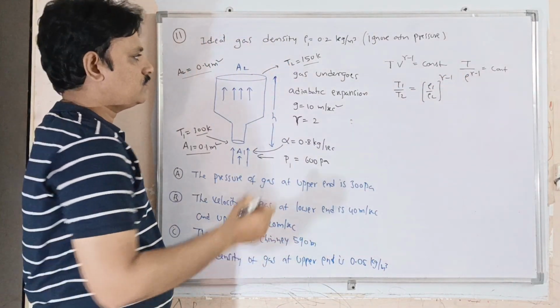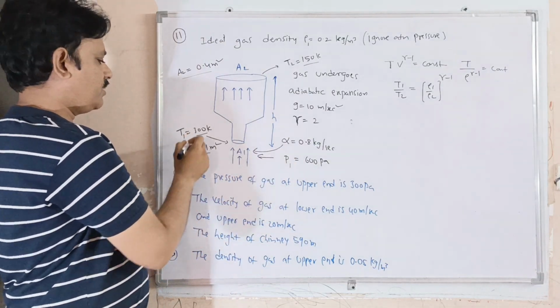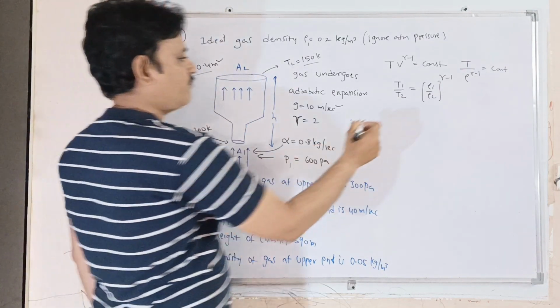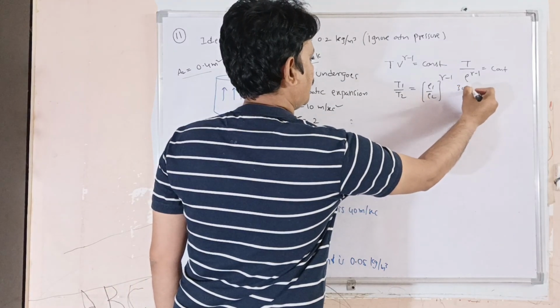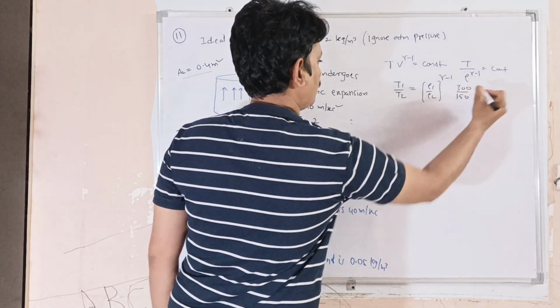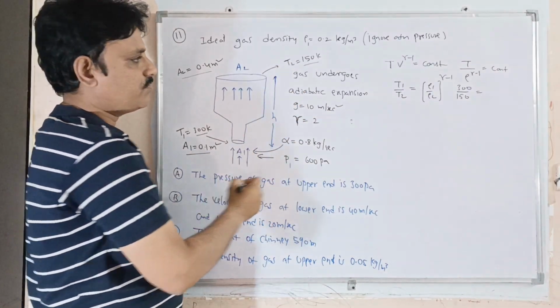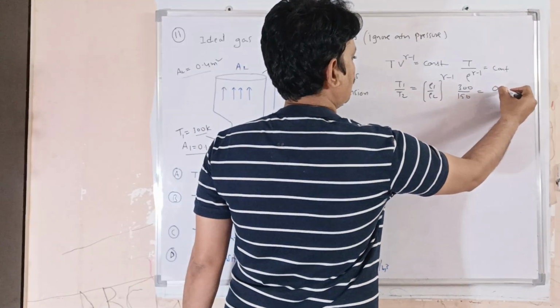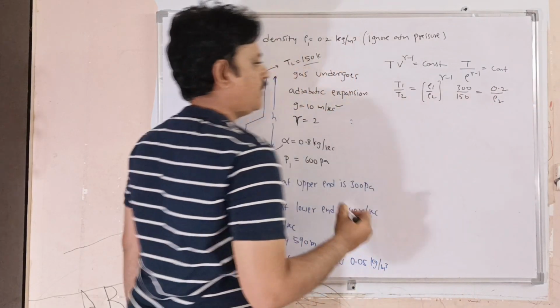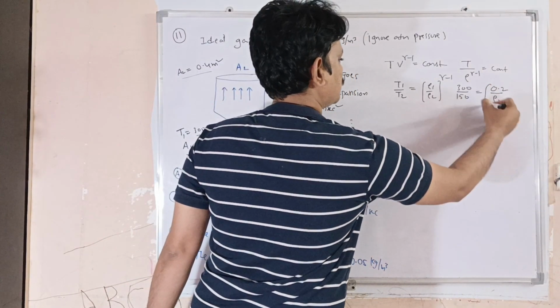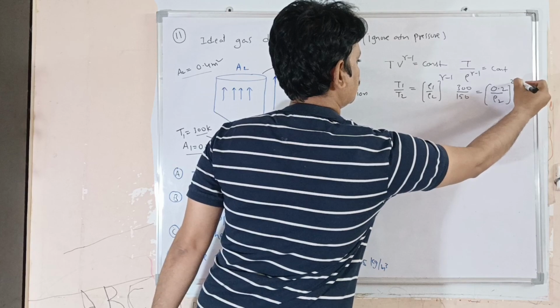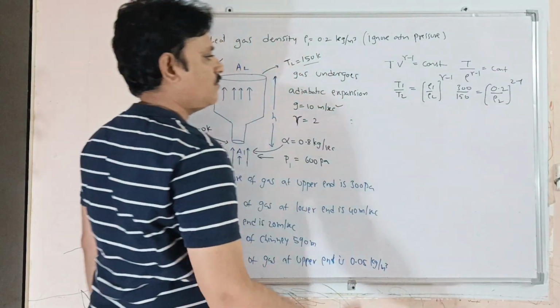Okay, so here T1 is given 300 kelvins, T2 is 150 kelvins, so 300 by 150 is equal to rho 1 by rho 2. Rho 1 is the density at the lower end of the chimney, which is given 0.2, and rho 2 we need to calculate. So this is whole power gamma minus 1, gamma is 2, so that is 2 minus 1.